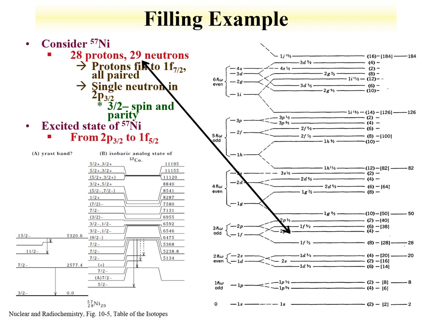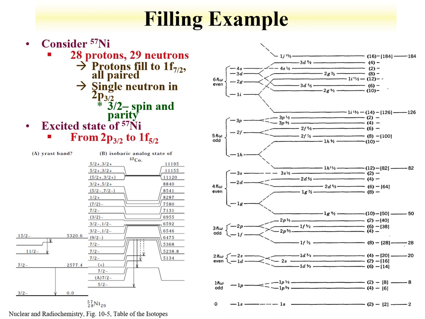The 29th neutron lives in the 2p3/2 orbital. P has an angular momentum of 1, so negative parity, 3/2. We would expect the spin and parity of nickel-57 to be 3/2 minus, and sure enough, the ground state is. So let's consider the excited state.